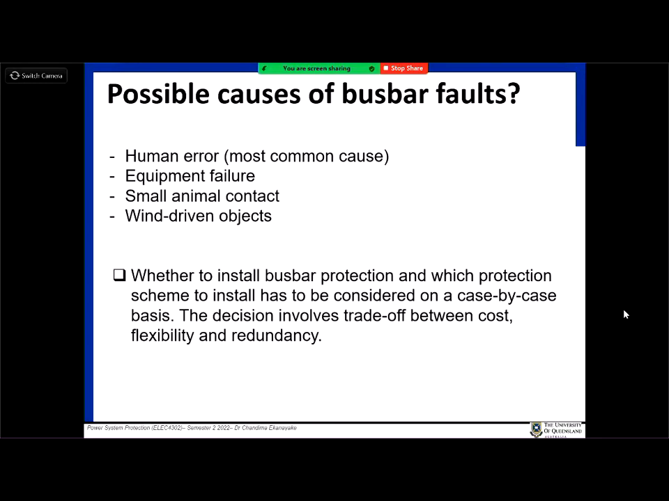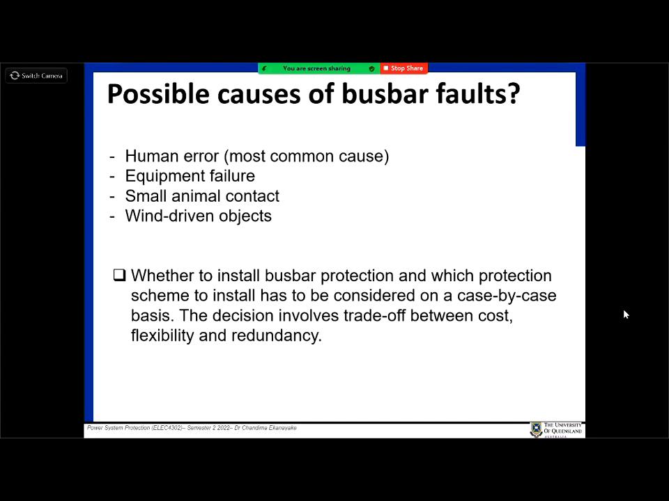And then the equipment failure as well sometimes, right? Some equipment fails, and because they're connected to the bus, that could cause short circuiting issues. But as you said, small animal contact, right? I had some photos as well, that sometimes a python or snake could short circuit these things. Those are the real practical world issues. You can't stop them. That's why the protection is important.